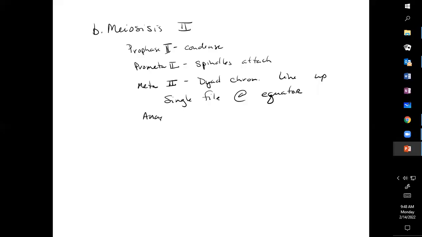Anaphase 2, the sister chromatids are separated. They're pulled to opposite poles. And it's important to understand that when sister chromatids are separated, they're no longer sister chromatids. They become chromosomes in their own right.